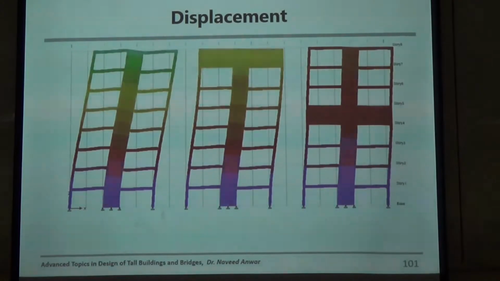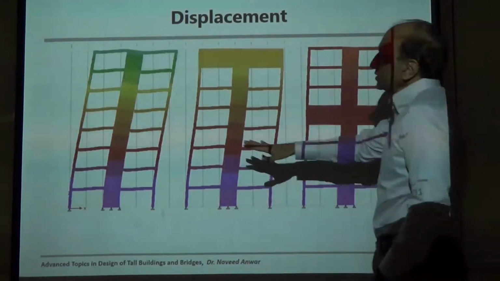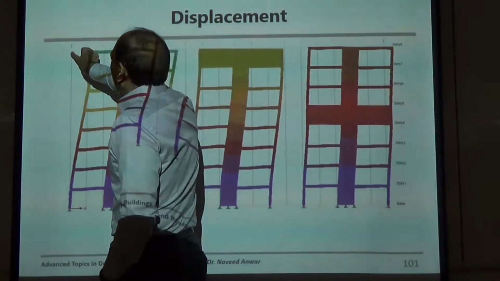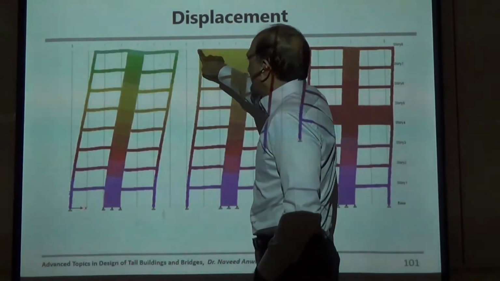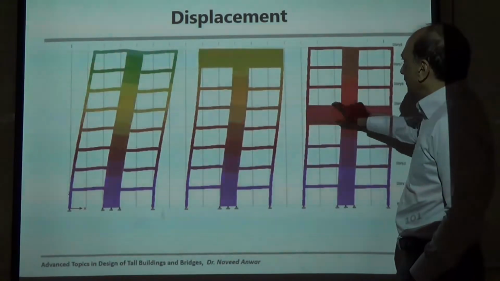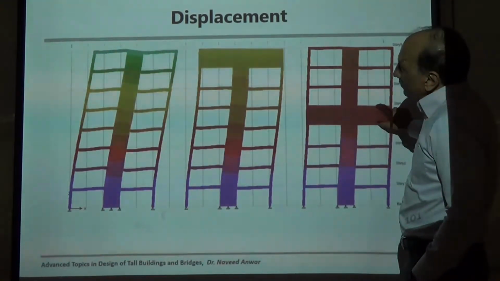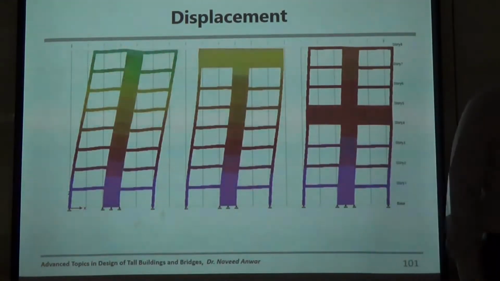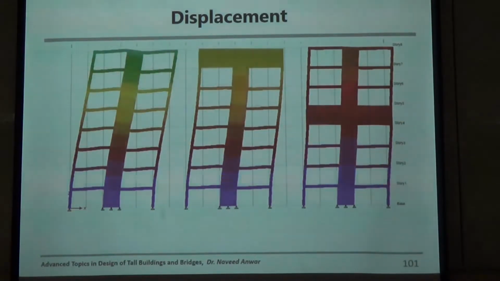So that is the effect of the outrigger. This is the displacement without outrigger. This is after we add 1 outrigger at the top. This is the displacement when we add 1 outrigger in the middle. What do you see here? Which one is the best one? Yeah, why?